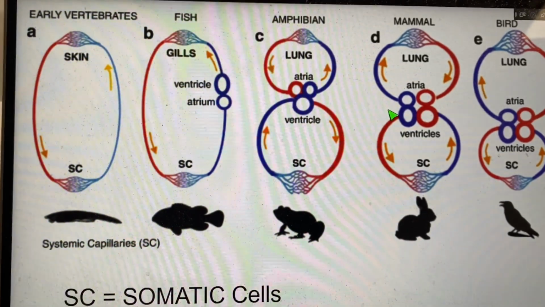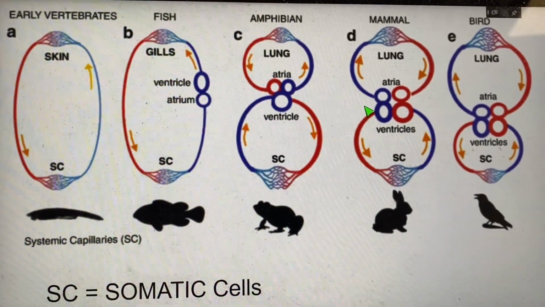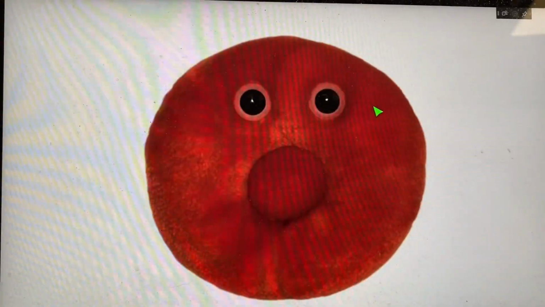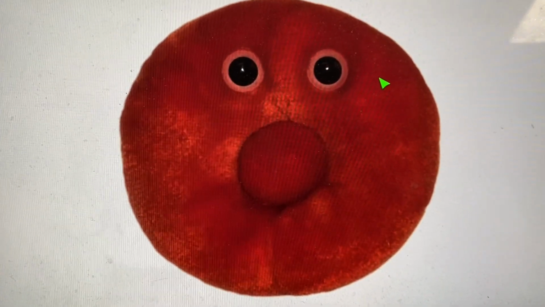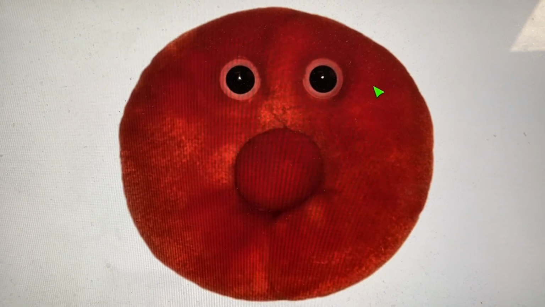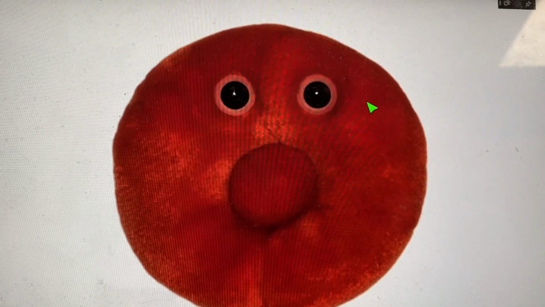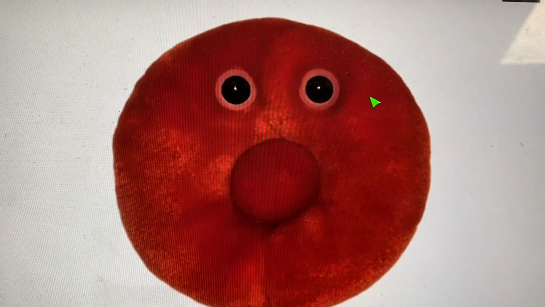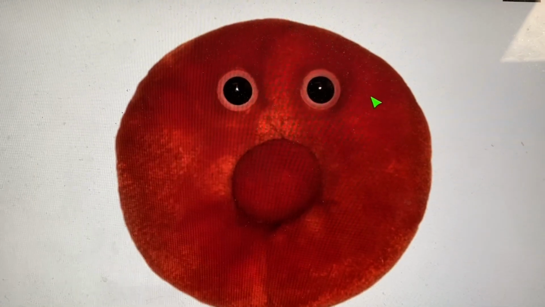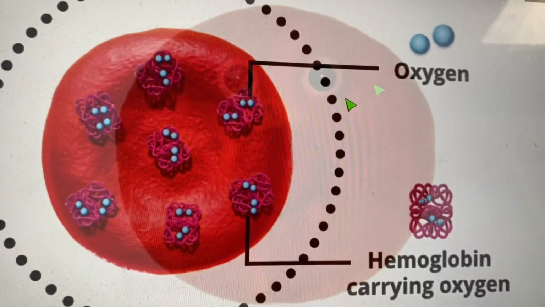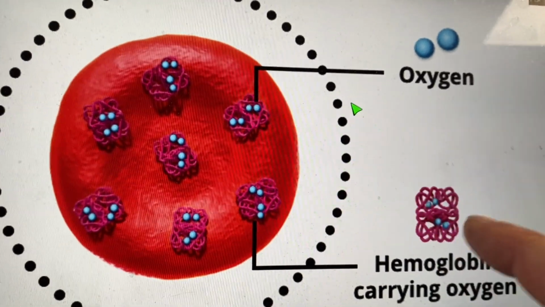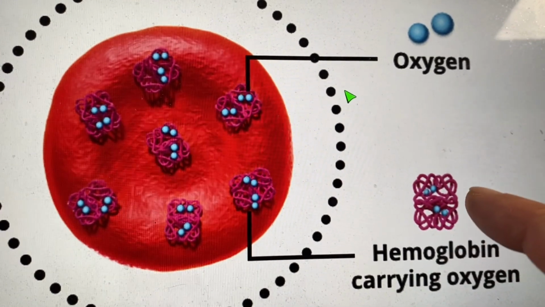So there's different ways to have circulatory systems, but it's all about moving blood around, all about moving our little friend, little red, around so he can pick up oxygen from the atmosphere, deliver it to body cells, pick up the carbon dioxide waste from the body cells, and remove it to the atmosphere. That's little red's job. We learned that in little red, the molecule that carries oxygen is called hemoglobin.